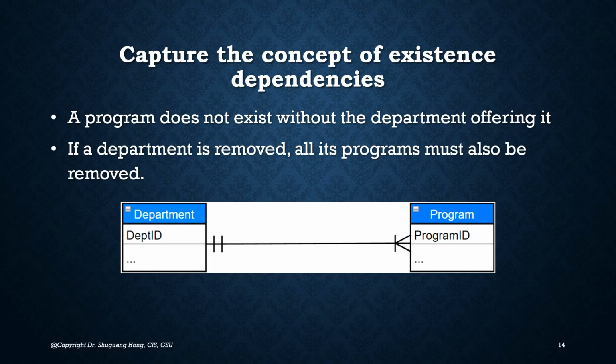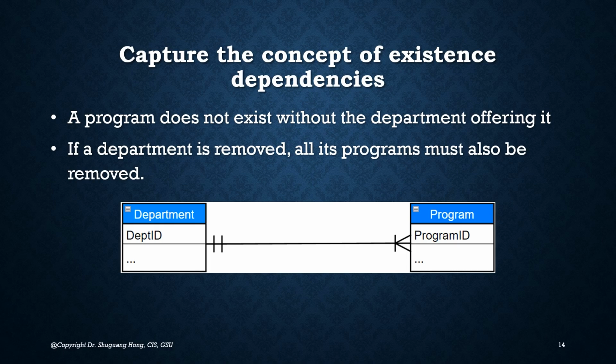If the following two business rules are stated: a program does not exist without the department offering it, and if a department is removed, all its programs must also be removed. Then, the program is dependent on the department entity to exist.